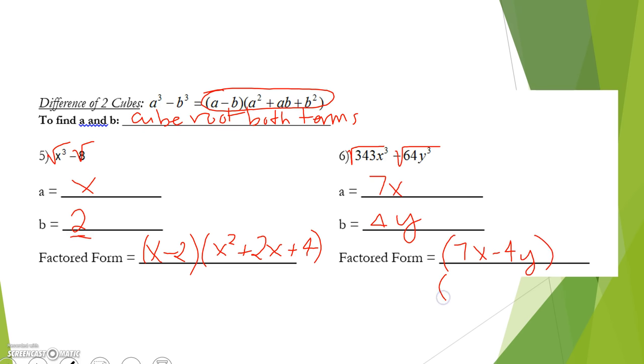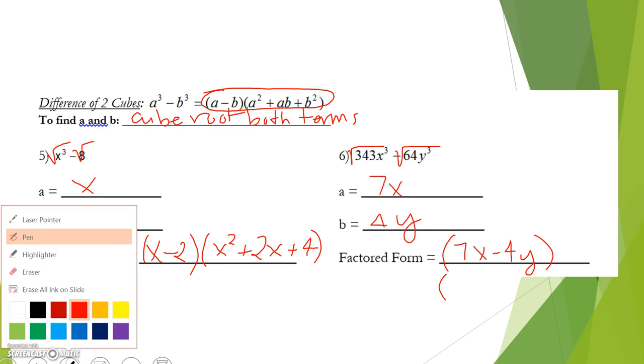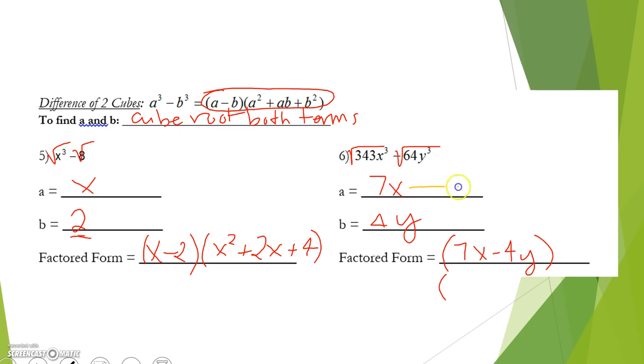Okay, I have to go down to the bottom. Then it says a squared. So when you square this a here, when you square 7x, you need to make sure that you're squaring the number as well as the variable. So I have to take this whole 7x, and I have to square the number and the variable. So what goes in here is 49, because 7 squared is 49, x squared.